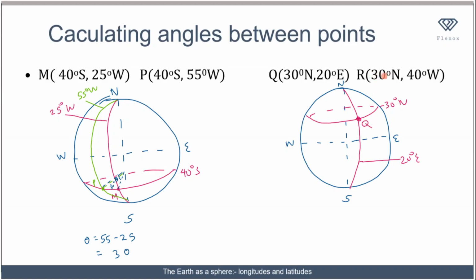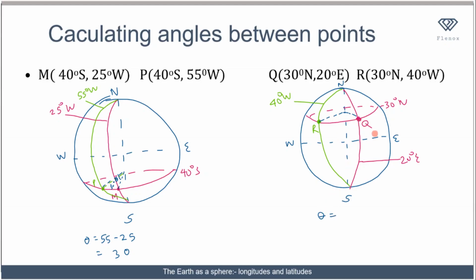For my point R, I have 30 degrees north, which is this line over here. But now I have 40 degrees west, and that will lie on the other part here. So I have what? This part over here, which is my 40 degrees west. So the point of intersection is my point R. So now I have to calculate the angle between these 2 points. So if I trace that out towards the center over here, I will have something of this sort. And now I can see that one of those points lies towards the west and one of those points lies towards the east. So what will be my angle between those 2 points?